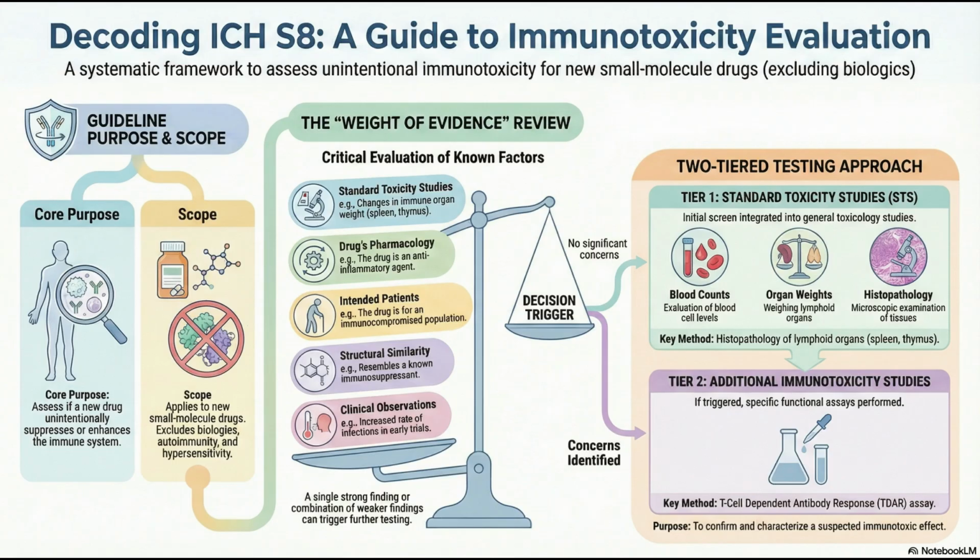You take all these factors, you put them on the scales, and you weigh them. And the guideline is strict here. A finding of sufficient magnitude in just one of these areas can trigger additional testing. Just one. Or, smaller concerns in 2 or more areas. It's a cumulative case file.